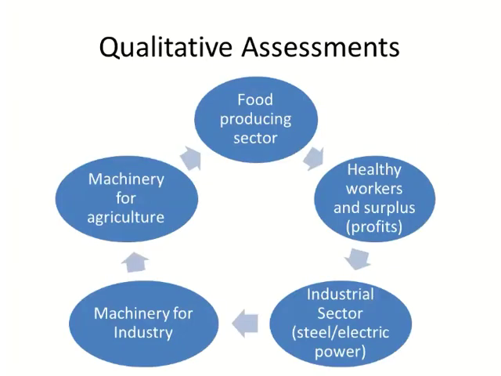But all these things are quantitative measurements. They are not enough to gauge development. We have to look at qualitative assessments as to how the economy is put together to understand how a developed country works versus what is wrong with an underdeveloped country. First of all, you're going to have a food processing sector, which is going to help you to have healthy workers and a surplus of food, which you can sell for profit. Your healthy workers are going to work in your industrial sector. They're going to build your steel and your electric power.